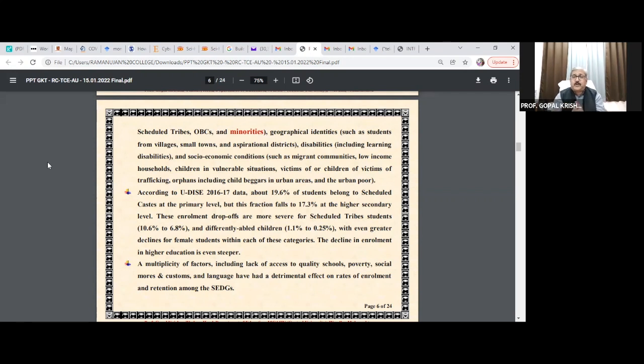Then this group also covers people having specific geographical identities, such as students from villages, small towns, and aspirational districts. Aspirational districts means districts where facilities are not up to the mark, but people are aware, they have their educational aspirations, their aspirations towards life, towards the world, but they find it difficult to procure such facilities so that they would get a better support system to move ahead. So these aspirational districts.